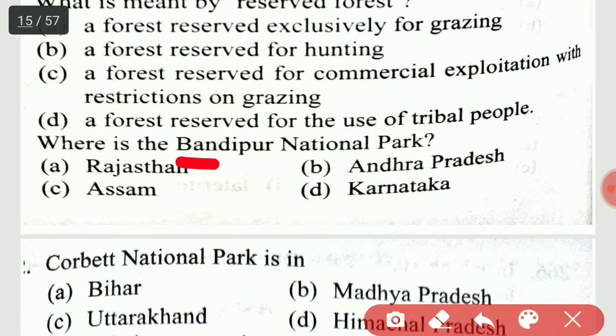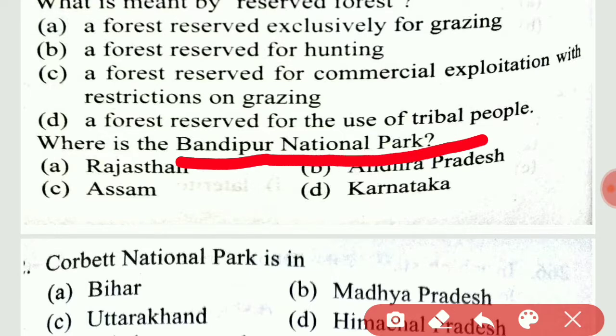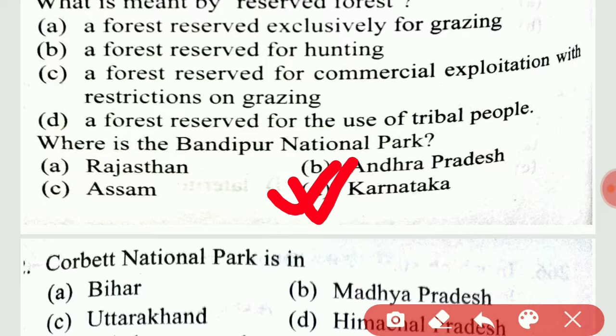Next, where is Bandipur National Park? Bandipur National Park is in Karnataka. Very, very important question.